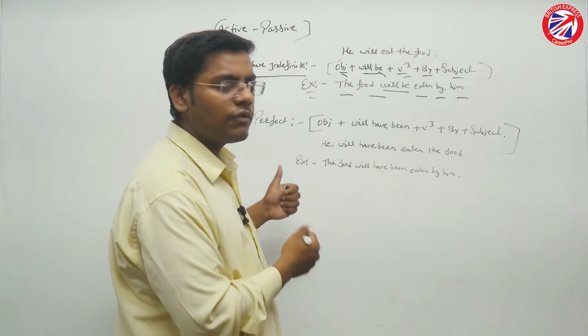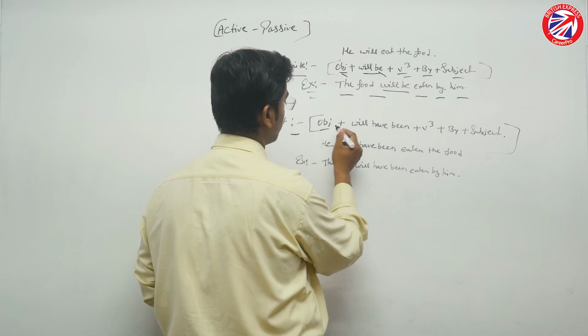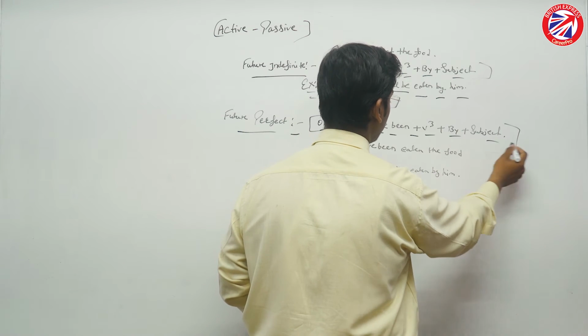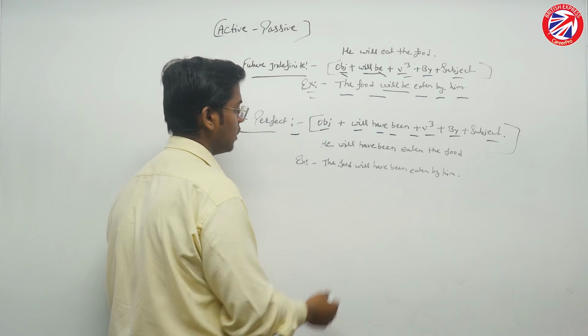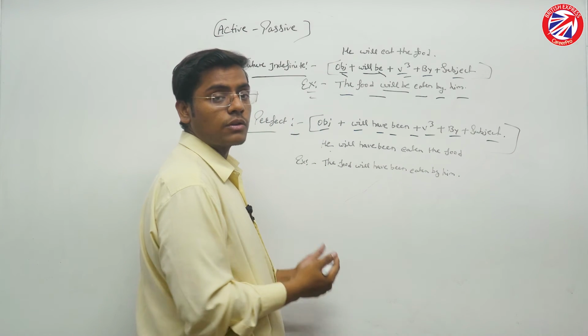Now let's talk about the future perfect one as well. So in this future perfect one, we have to use object plus will have been plus V3 plus by plus subject. Let's have a look. He will have eaten the food. We have to convert this into the passive one.